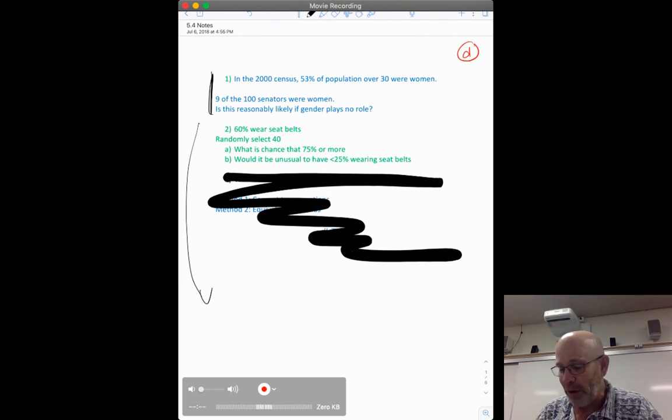And then we'll do a seatbelt one next. Okay, so here's the general idea. It's very simple. It's going to feel a lot like the old problem. We're going to draw a little normal curve.